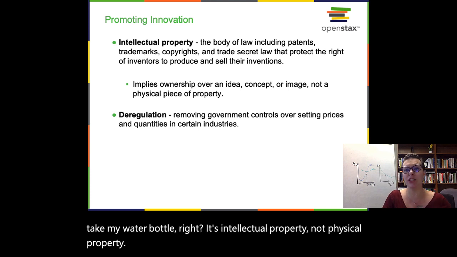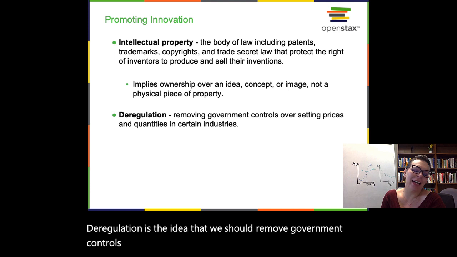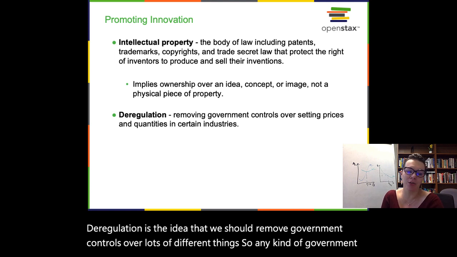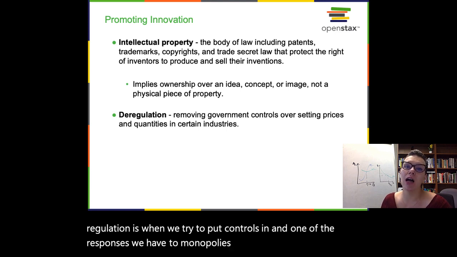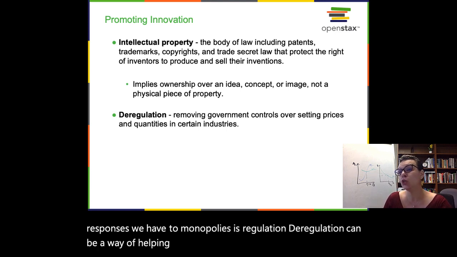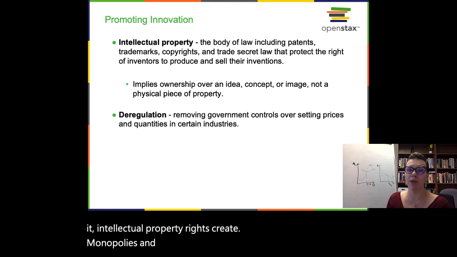Deregulation is the idea that we should remove government controls over lots of different things. Any kind of government regulation is when we try to put controls in, and one of the responses we have to monopolies is regulation. Deregulation can be a way of helping limit monopolies too, though. If you think about it, intellectual property rights create monopolies, and so deregulation around intellectual property rights could help to limit monopoly power. So that's one way to think of it.